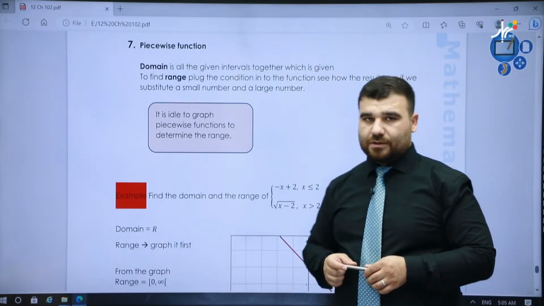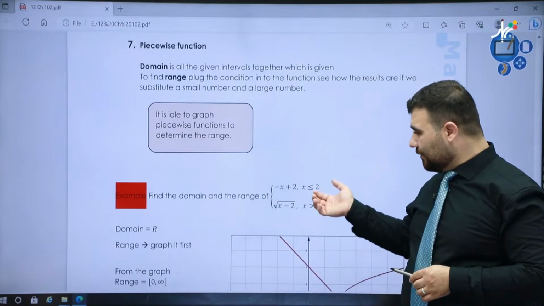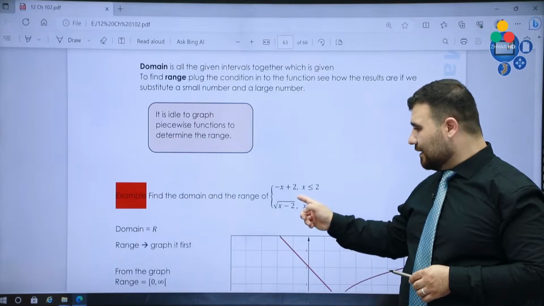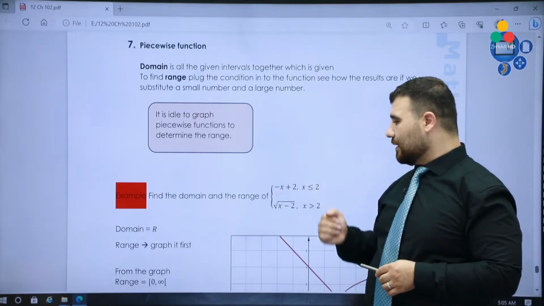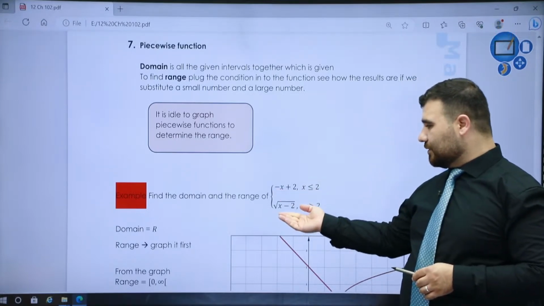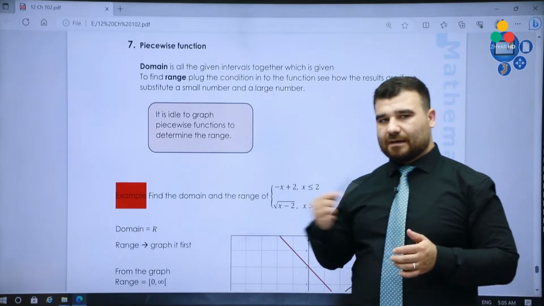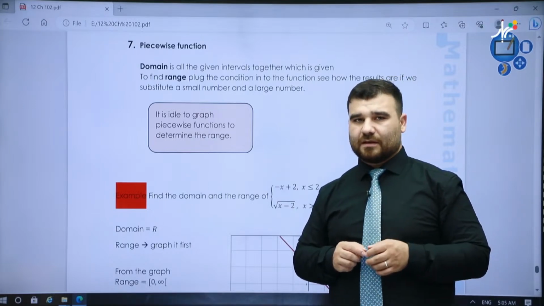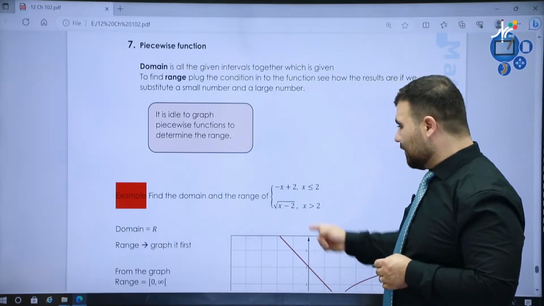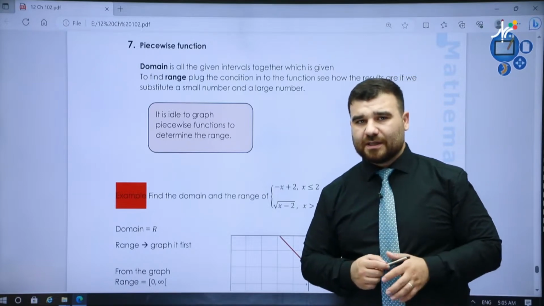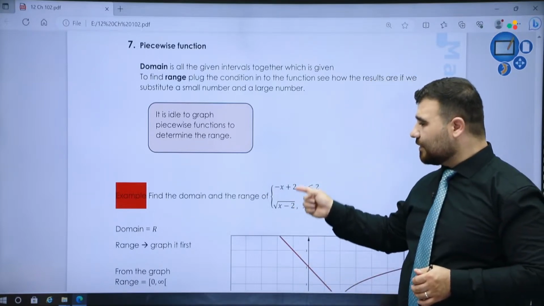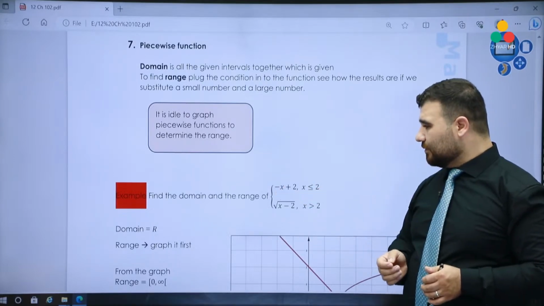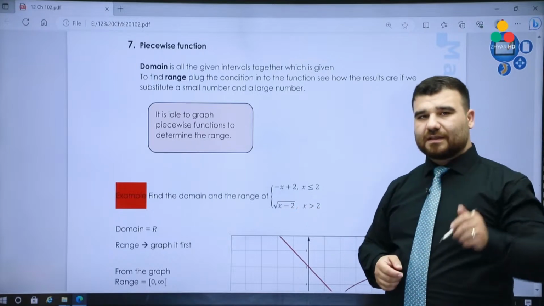Okay. Range. To find the range, we calculate the range of this one from 2 and less than 2. What are the numbers that we can have? And we calculate the range of this one. We will have a final answer. As calculation, it's a little bit complicated. So I suggest graphing piecewise functions. And usually, the pieces are simple functions that are easy to graph. It's easy to graph negative x plus 2. It's easy to graph square root of x minus 2.